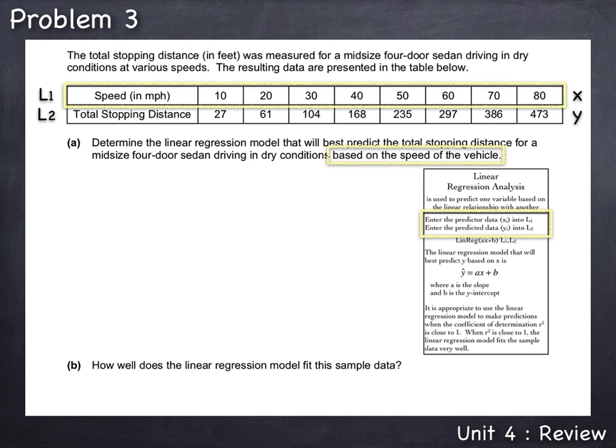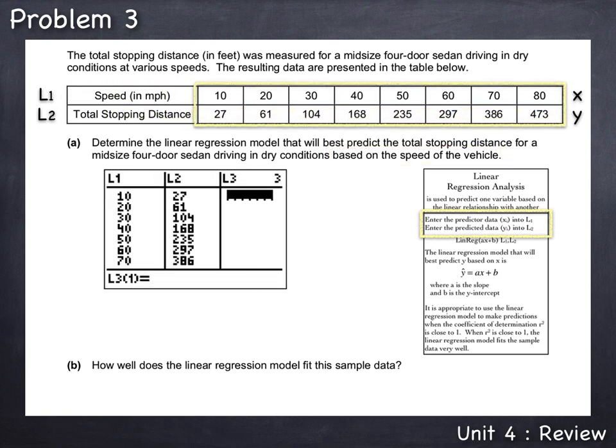Now that we've identified which of the variables is our predictor data, x, and which one is the predicted variable, y, we can enter this data into our TI-83/84 calculator. We do this by pressing Stat and then Enter to open the editor. We clear out list 1 and list 2 of old data to make room for the new data. In list 1, we'll input the x variable, the speed of the vehicles. Then we go to list 2, and in list 2, we'll enter the y variable, the total stopping distance.